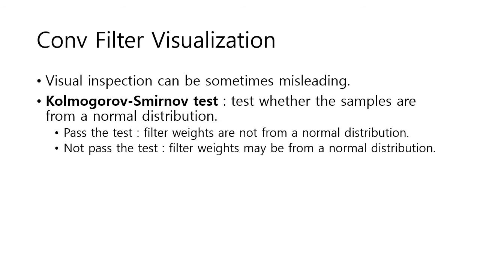Visual inspection alone can be misinterpreted depending on the person's perspective. So we tried the Kolmogorov-Smirnov test to test whether the weights are random or not. It tests whether the samples are from a normal distribution. If filter weights pass the test, we can say that they are not from a normal distribution, so they are not noise. But if they do not pass the test, we cannot say that they are not from a normal distribution. So we cannot say whether they are just noise or have some signal.